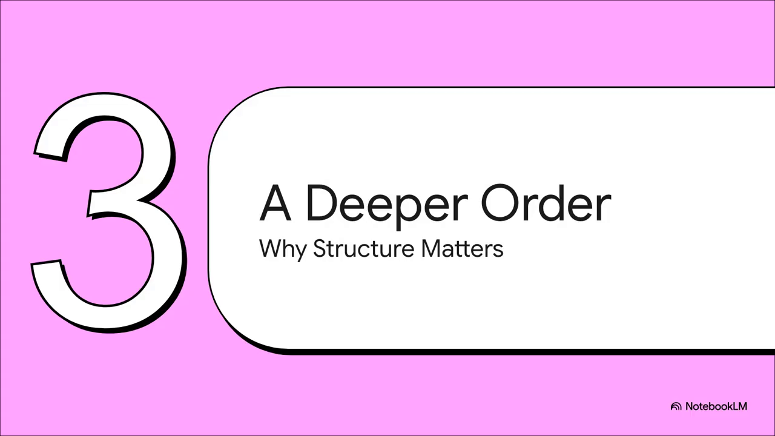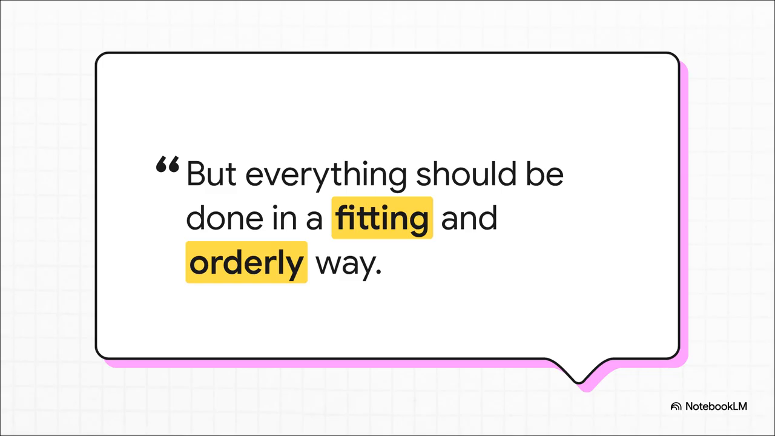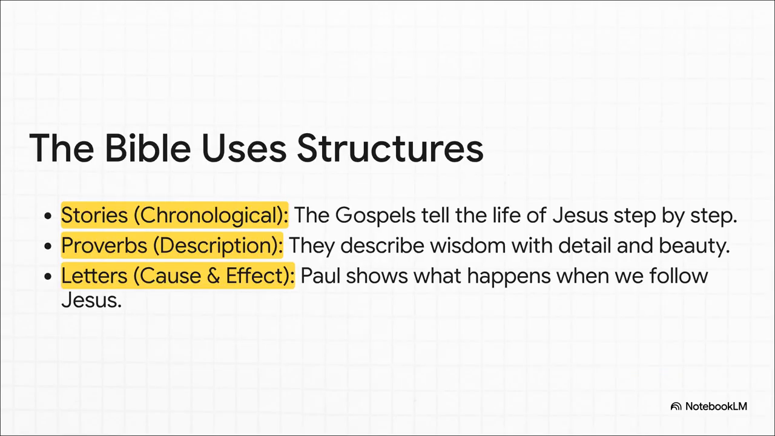So, we've seen how structure makes writing clear. But what if this isn't just about essays and emails? What if this desire for order actually points to something deeper, something fundamental about how we understand our world? And this is where our source material takes this really fascinating turn. It points to this idea from 1 Corinthians, but everything should be done in a fitting and orderly way. The suggestion here is that our search for clarity in writing might actually reflect a much deeper, universal desire for order and purpose.